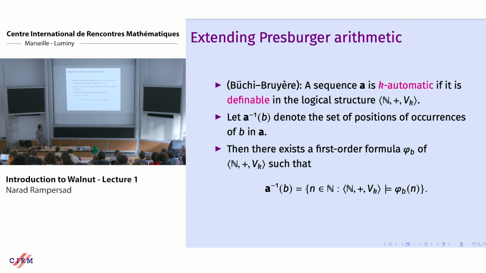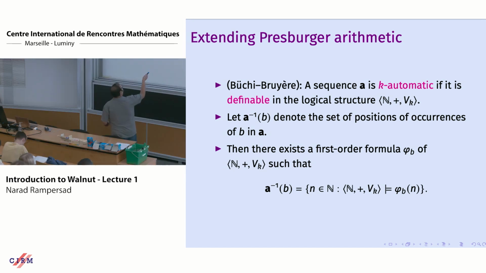I claim now that this is the third equivalent model to the class of automatic sequences. Right, so we've seen the first two models. A sequence is k-automatic if it can be computed by a DFAO working in base k, or if it can be generated by iterating a k-uniform morphism, or now the third equivalent definition, if it can be defined in this logic with this extra predicate v_k.